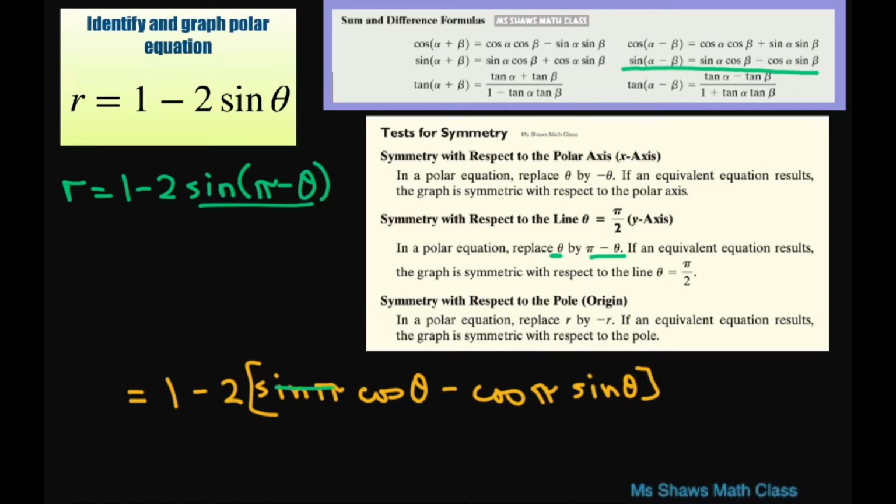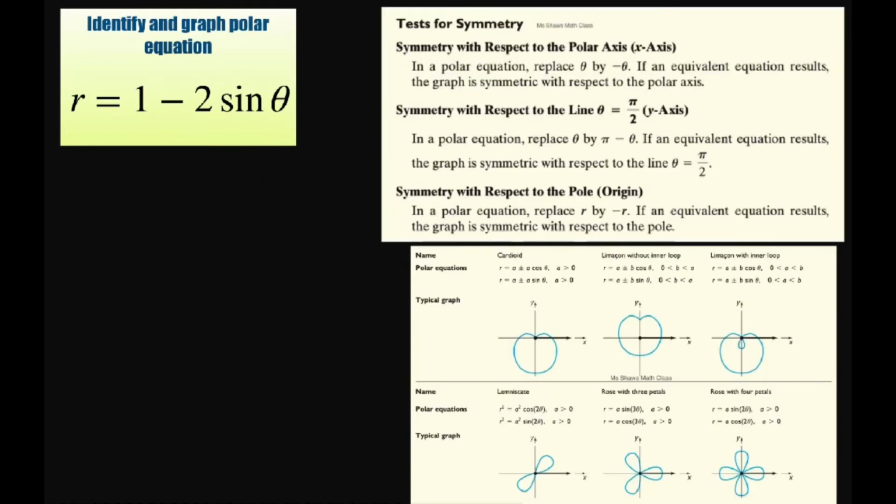Sine of pi is 0, so this knocks out. Cosine of pi is negative 1, so you have two negatives, which make a positive. So this is going to give me 1 minus 2 sine of theta, which equals our original equation. So this test passes. Our graph is going to be symmetric with respect to the line theta equals pi divided by 2. And last test is with respect to the pole.